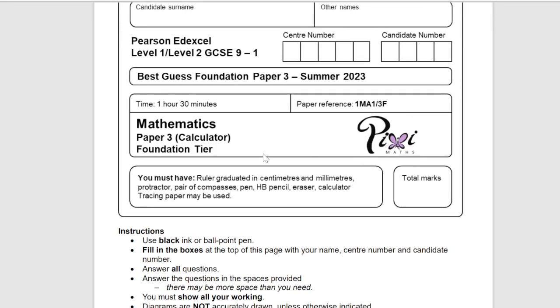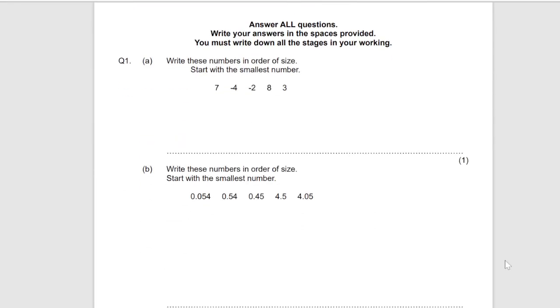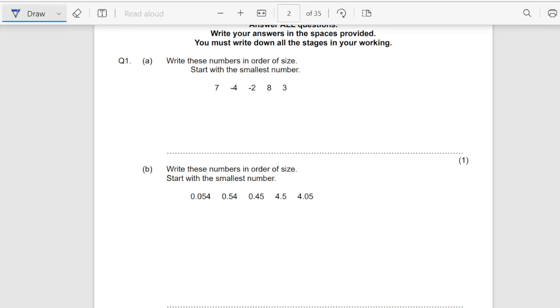Okay, we will start off then with question 1. Write these numbers in order of size, starting with the smallest number. So the smallest number on this list is going to be minus 4. We've then got minus 2. We've then got 3. We've then got 7, and finally 8.